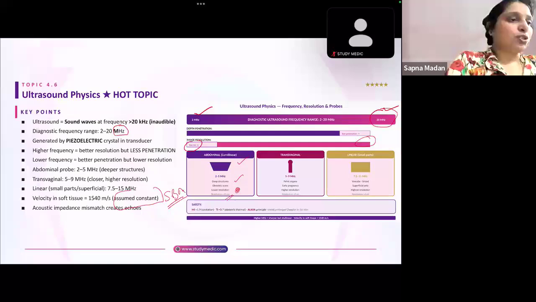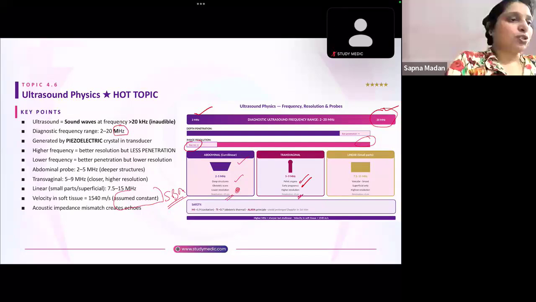These are all frequently asked questions. They can ask you the frequency of the abdominal probe, the transvaginal probe. Okay, so 5 to 9 megahertz. It is mainly for the pelvic organs. It's a very good tool for early pregnancy. It has a high resolution and penetration is around 8 centimeters.